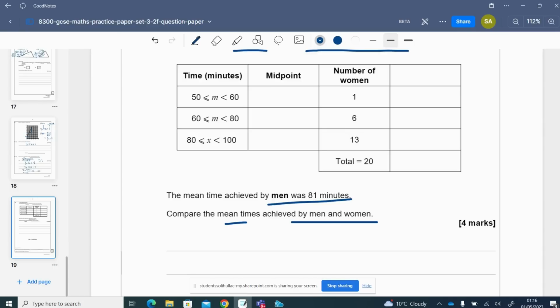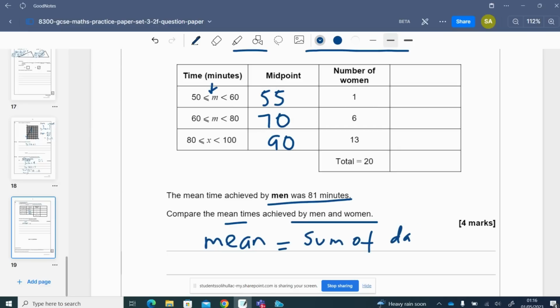So to calculate the mean from the frequency table, first we calculate the middle point of each of these classes. So 50 to 60, the middle point is 55. 60 to 80, the middle point is 70. And 80 to 100, the middle point is 90 here. Number of women are 1, 6, and 13. So to find the mean, we know that the formula for mean is sum of the data divided by the total frequency.